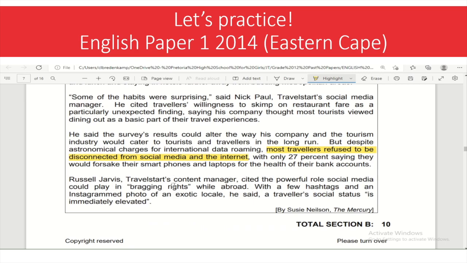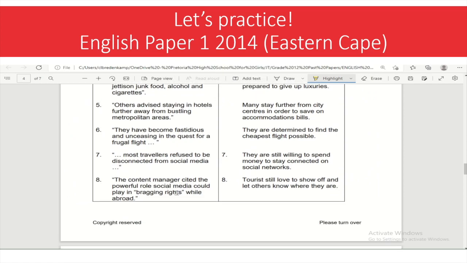Then Russell Jarvis, Travel Start's content manager, cited the powerful role social media could play in bragging rights while abroad. With a few hashtags and an Instagrammed photo of an exotic locale, he said, a traveler's social status is immediately elevated. So one of the things they found was that people like to have bragging rights while they're on holiday. So let's have a look over here. The content manager cited. So cited means to refer back to, and we can also look at that word as something that's quite formal. The fact that people want bragging rights while abroad, a way that you could put it into your own words: tourists still love to show off and let others know where they are.